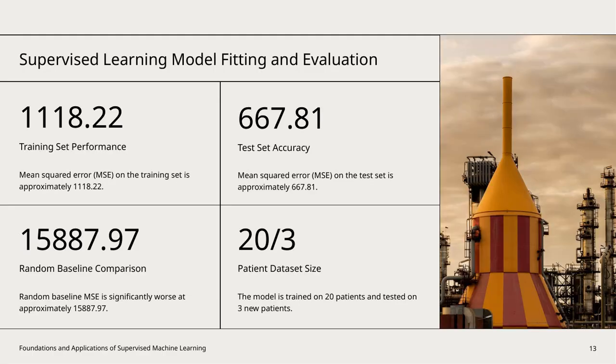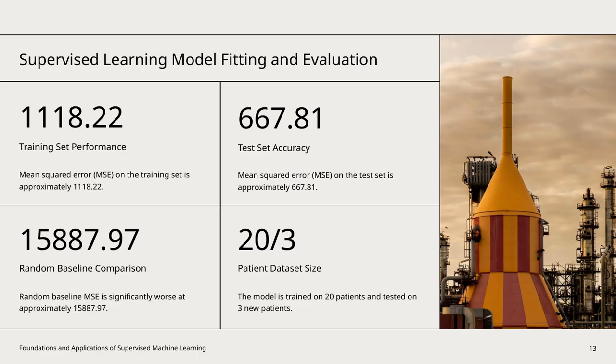Now, let's look at how our supervised learning model performs in fitting and evaluation. First, on the training set, the mean squared error, or MSE, is approximately 1118.22. This gives us an idea of how well our model is capturing the patterns in the data it learned from. A lower MSE indicates better performance, but it's important to compare this to how it does on new data. Moving on to the test set, the MSE is about 667.81. Notice that this is significantly lower than the training error, which suggests our model generalizes quite well to new patients. It's doing a good job at predicting unseen data, which is exactly what we want.